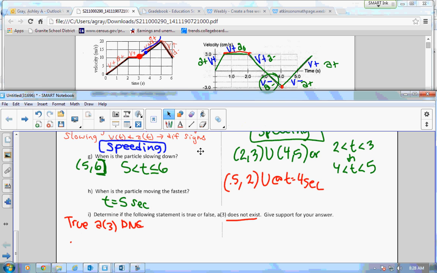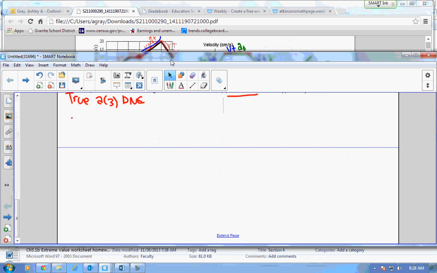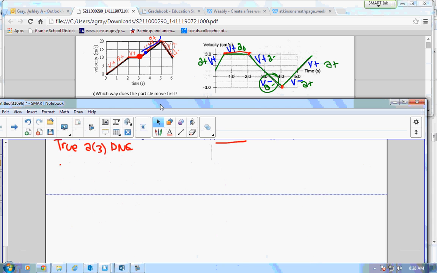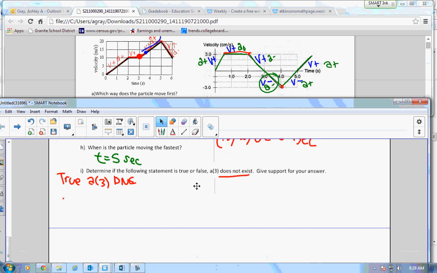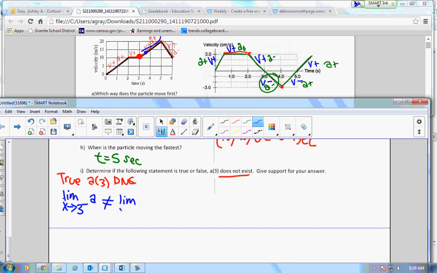I need a little more room to write. And you can justify it by talking about limits. You're going to say the limit as t approaches 3 from the left of the acceleration does not equal the limit as t approaches 3 from the right of the acceleration. I think we should put a t in there. Because 0 doesn't equal 1.